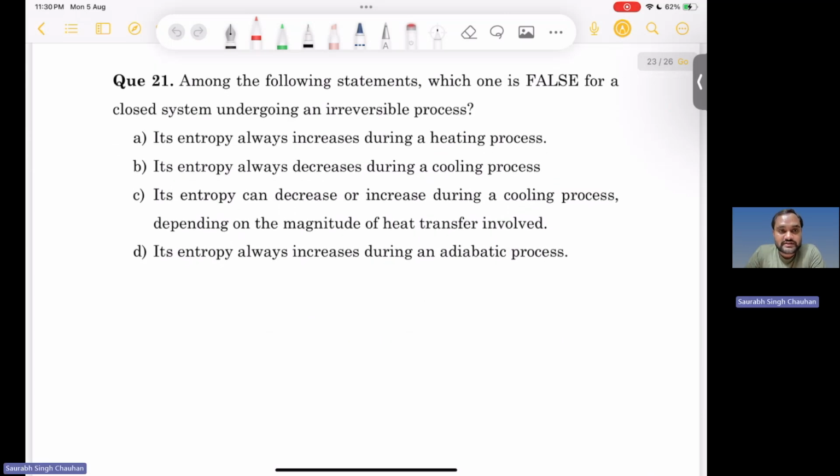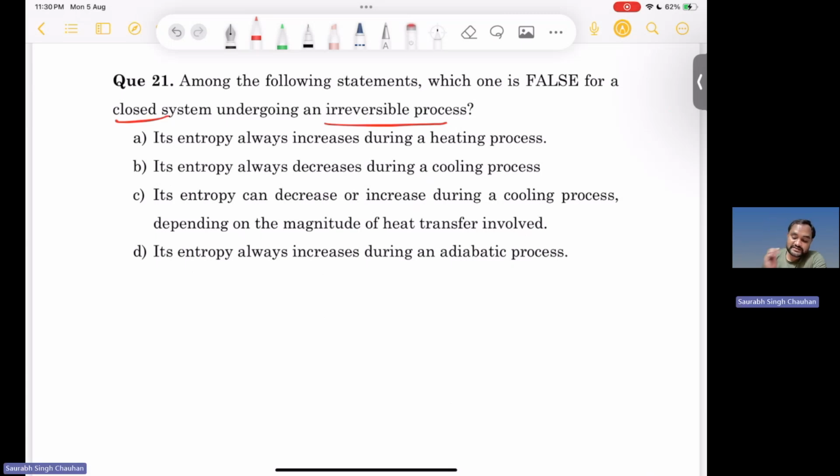Question number 21 says: among the following statements, which one is false for a closed system undergoing an irreversible process? There is a closed system and some irreversible process going on. Its entropy always increases during a heating process. Its entropy always decreases during a cooling process. Its entropy can decrease or increase during a cooling process depending on the magnitude of heat transfer involved. Its entropy always increases during an adiabatic process.